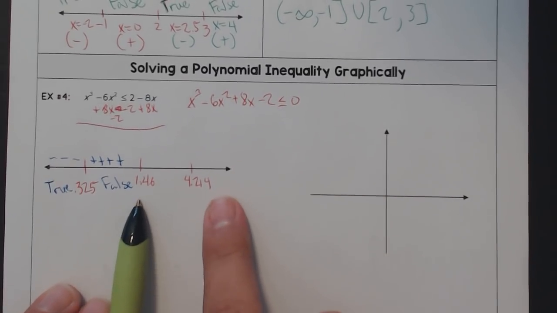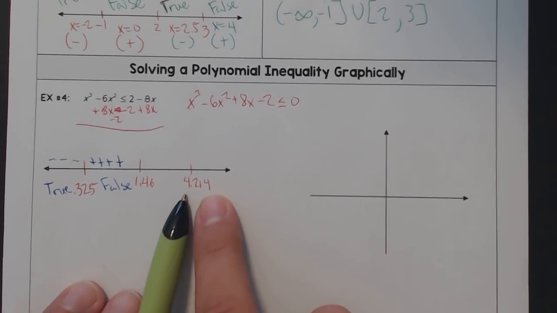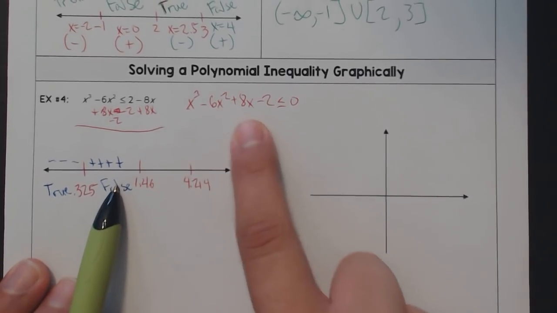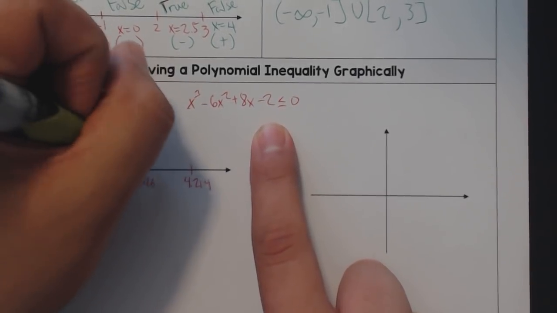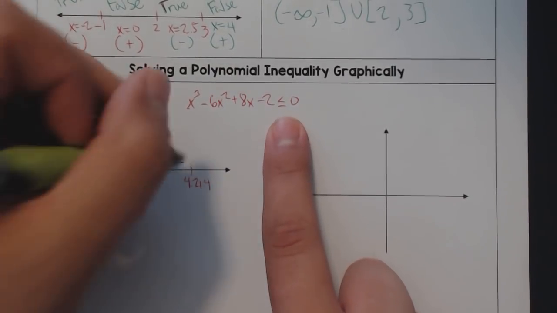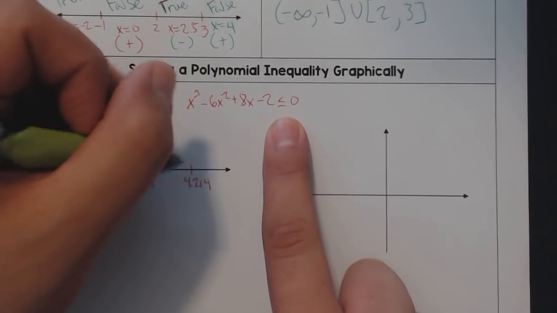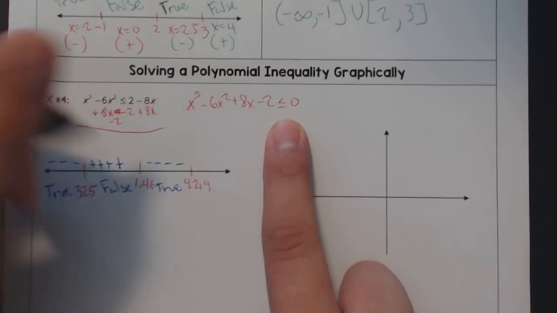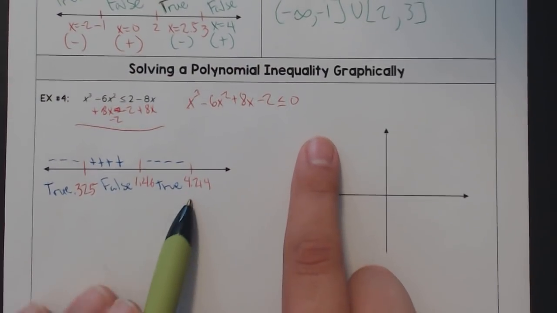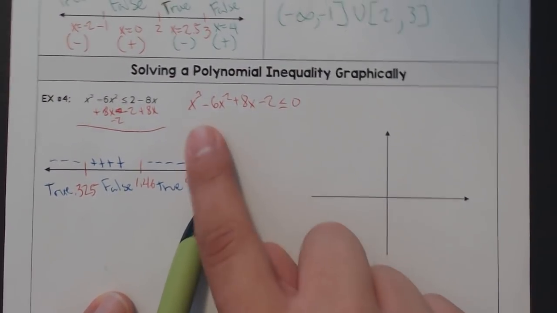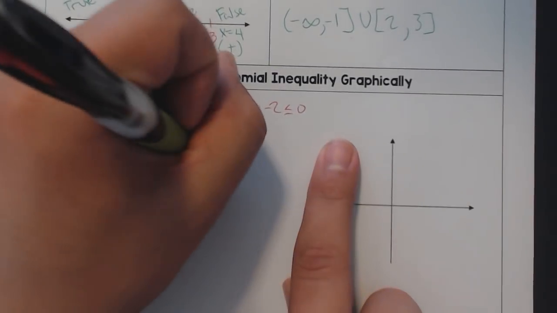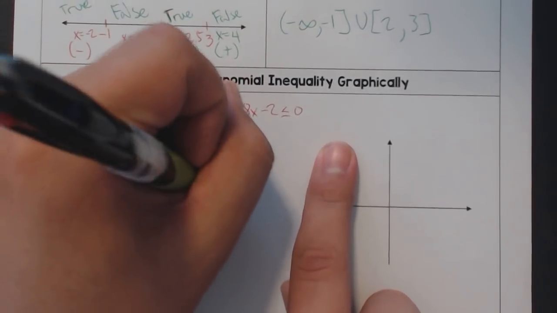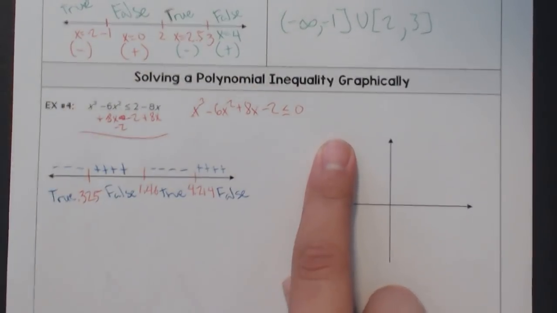Then we pick another value between 1.46 and 4.21. Well, 2 is a nice number. If you plug in 2, you find out you get negative values. And again, that negative means that we get a less than, so that's a true statement here. And I pick another number greater than 4.214. I put 5 in here, and I get a positive number. So I put in plus signs, and I say that this is false.